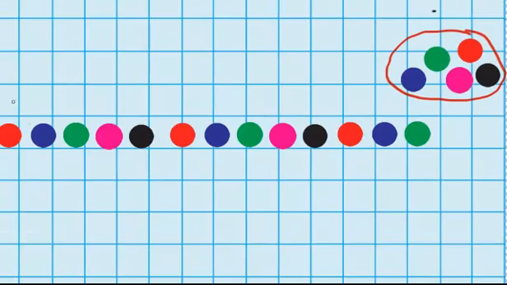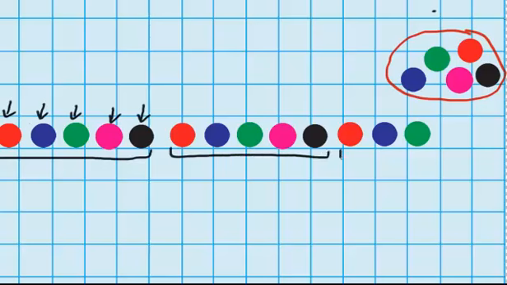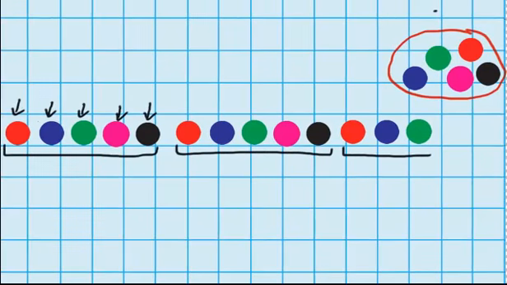Well, you can see that this pattern here has got 5 different objects in it. It's got a red circle, a blue circle, a green circle, a pink circle, and a black circle. So there are 5 different objects, and you can see that those objects repeat again. Here is another group of 5, and we've just started another group.